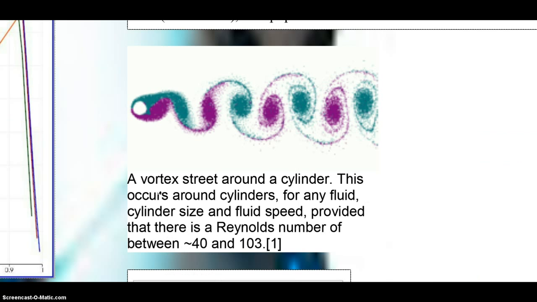This is called a vortex street around a cylinder. This occurs around cylinders for any fluid, cylinder size, and fluid speed, provided that there is a Reynolds number between 40 and 10^3.